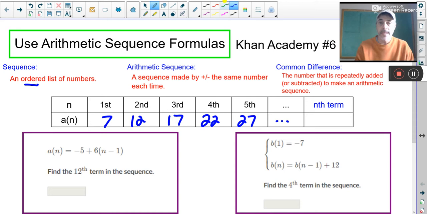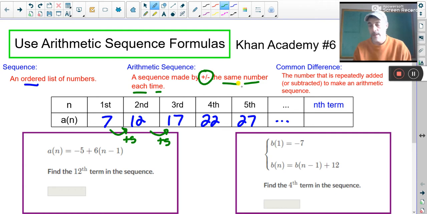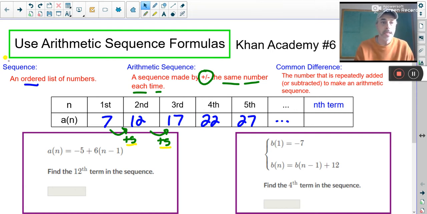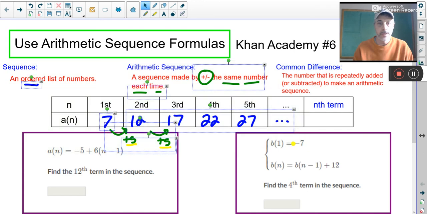This is an arithmetic sequence because it is made by adding or subtracting the same number each time. So you'll notice that I have just chosen this plus 5 to make this ordered list of numbers arithmetic. The common difference is the number that is repeatedly added or subtracted. So in this situation, the common difference is 5. Okay, so there's a review of our 3 necessary vocabulary words.